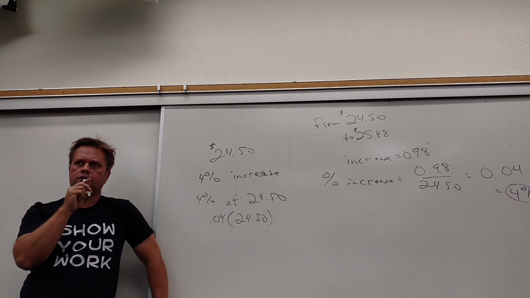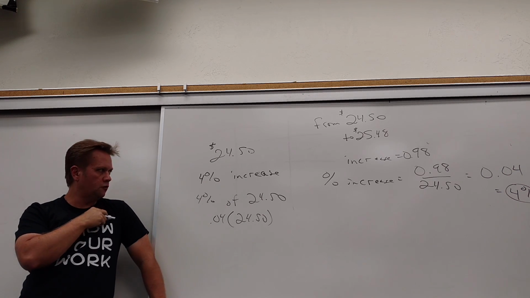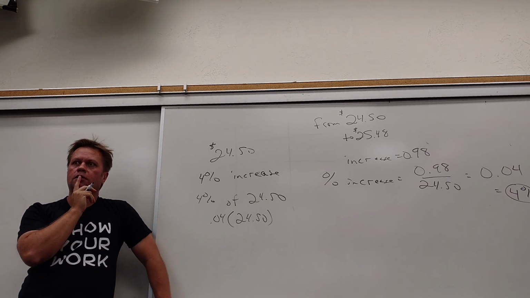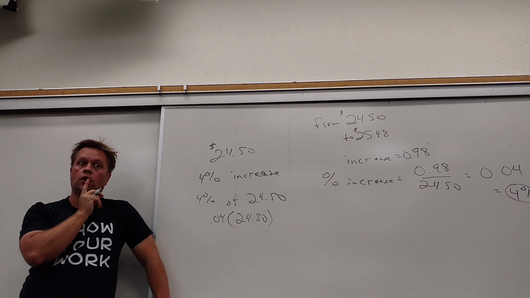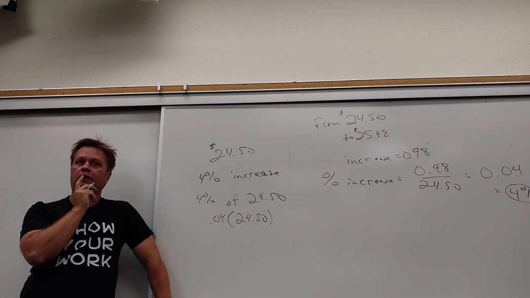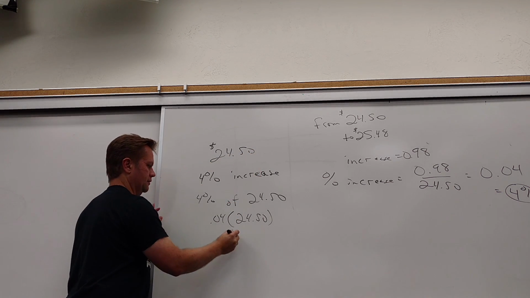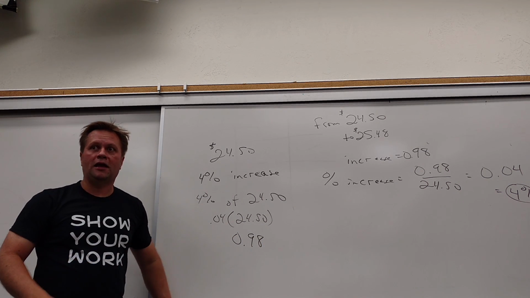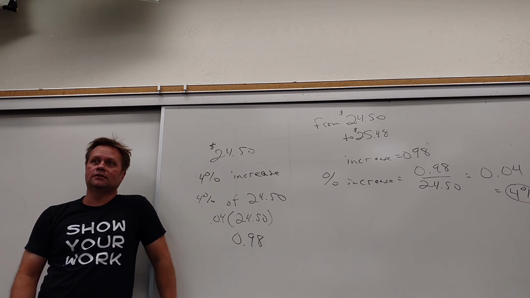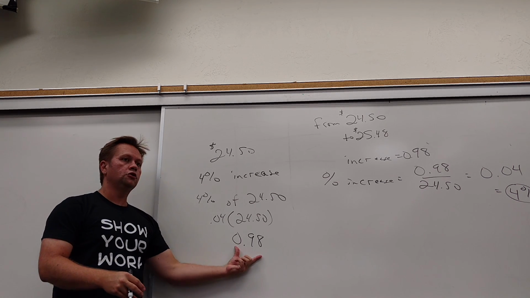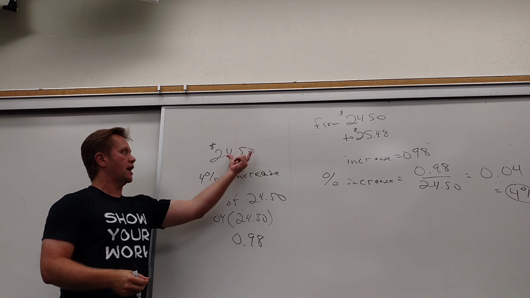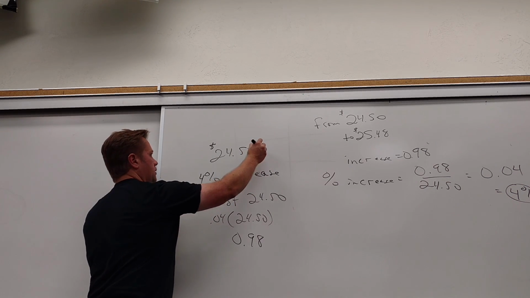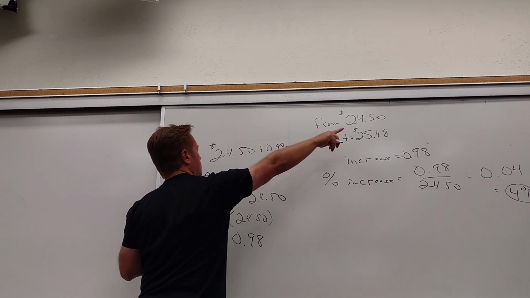So somebody help me out with a calculator. What's 0.04 times 24.50? So 98 cents. Stay with me. Hey, it's almost a buck increase. And then to figure out her new salary, her new wages, you would just take this and add it to this. Now, some of you guys realize what I'm trying to do here. So you would take 24.50 plus 0.98, and then you would get 25.48.